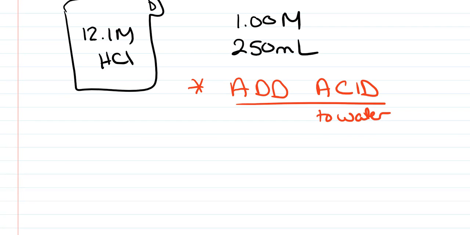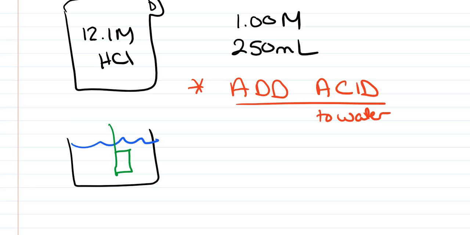But let's say I have my container of water, and let's say this green chunk is my concentrated acid. That's my concentrated acid right there. If we think about it, the moles of acid, are they coming from a small amount of my concentrated solution or a large amount of my concentrated solution?